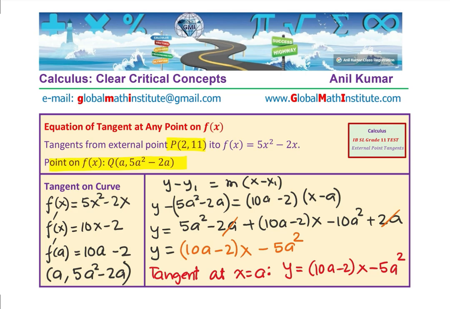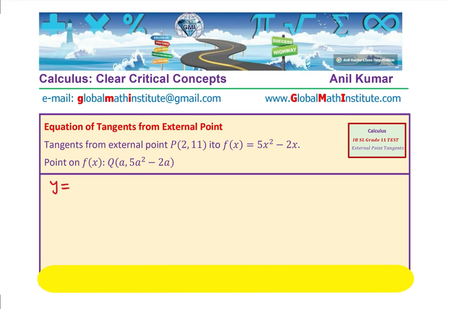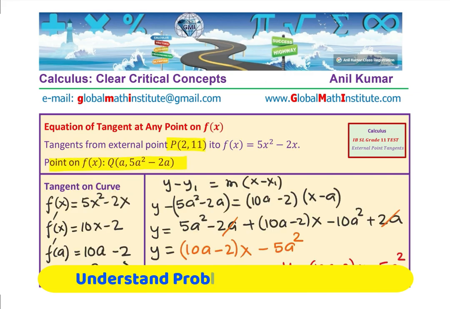Perfect. So I'll write down this equation, which is 10a minus 2 x, right? So let's write down, we have this equation here, y equals 10a minus 2 times x minus 5a square, correct? So that is the equation, 10a minus 2, that is the gradient, do you see that? 10a minus 2 is the gradient, and we worked out minus 5a square as our y-intercept.